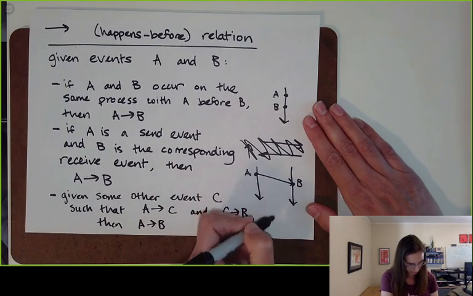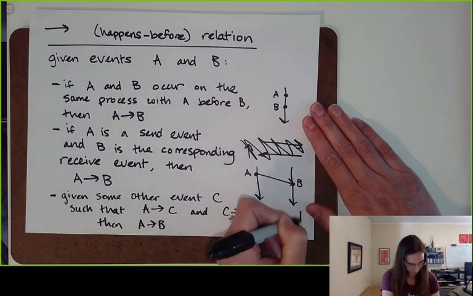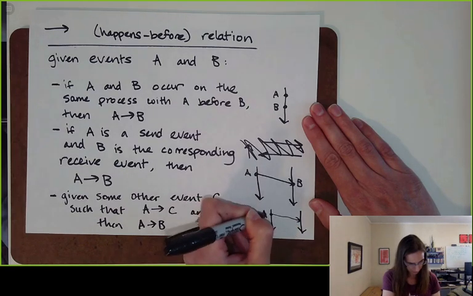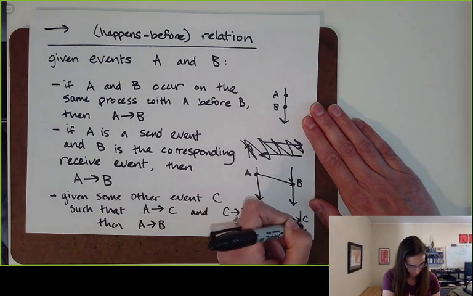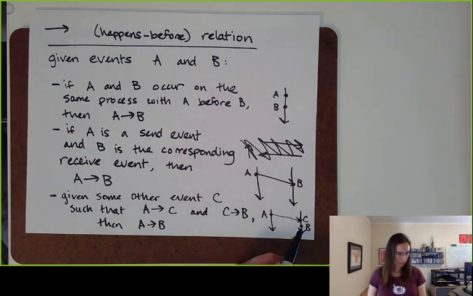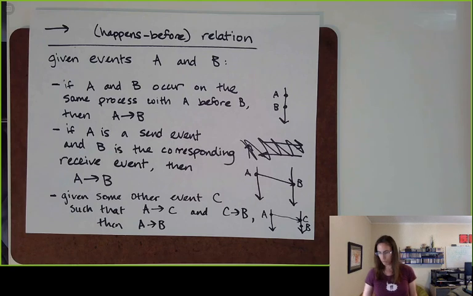So you could have something like this, where you could have A happening before C because A is a send and C is a receive, and then maybe B is this other event down here. Well, then we know that A happens before B also, because we can put together these two happens before relationships between A and C and B to get that A happens before B.